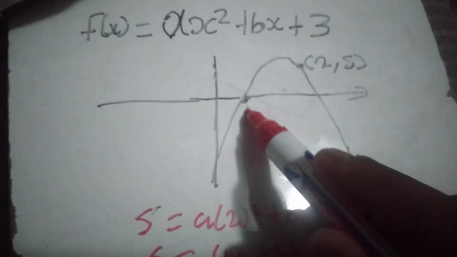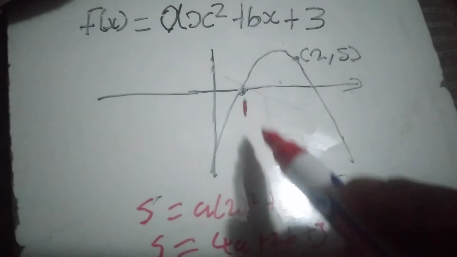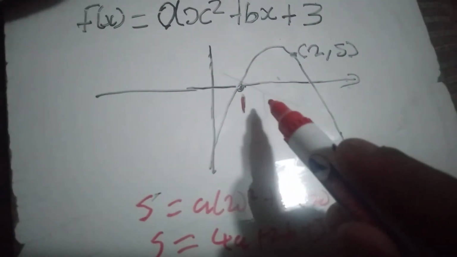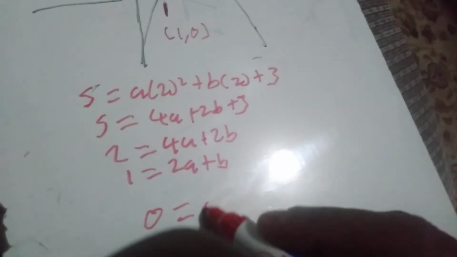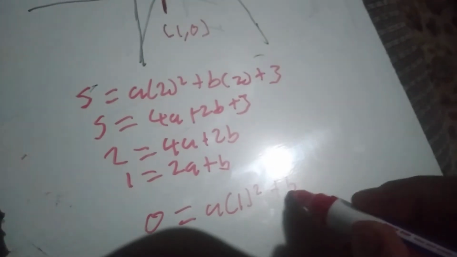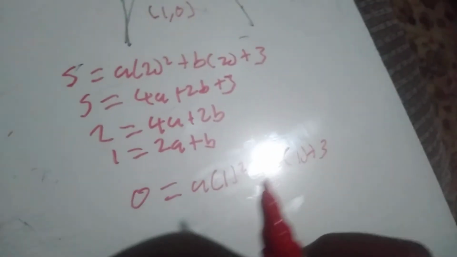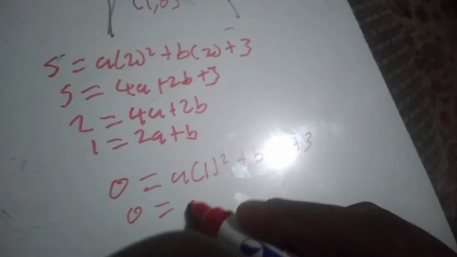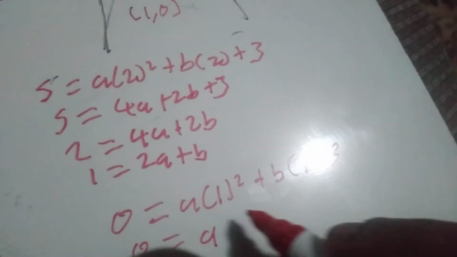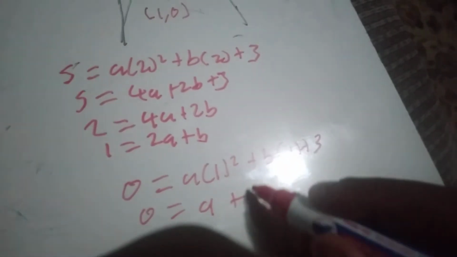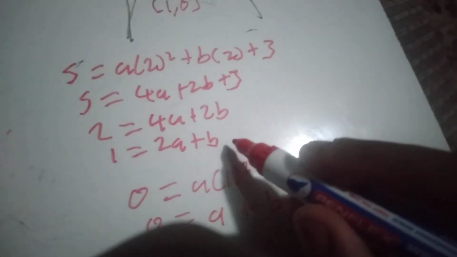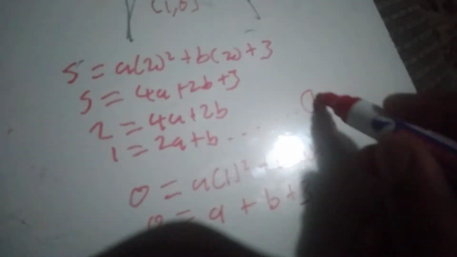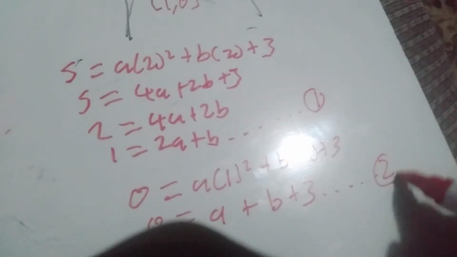So we're given a point here, an x-intercept at 1. So it means the y value is 0. So the other point that we're given is actually (1, 0). So when we substitute, it's going to be 0 is equals to a into 1 squared plus b into 1 plus 3. So we're going to have 0 is equals to a, because 1 squared is 1 times a is just a, b times 1 is just b, plus 3. So here we've got two equations. So we're going to have equation 1 and equation 2. So we're going to solve simultaneously.